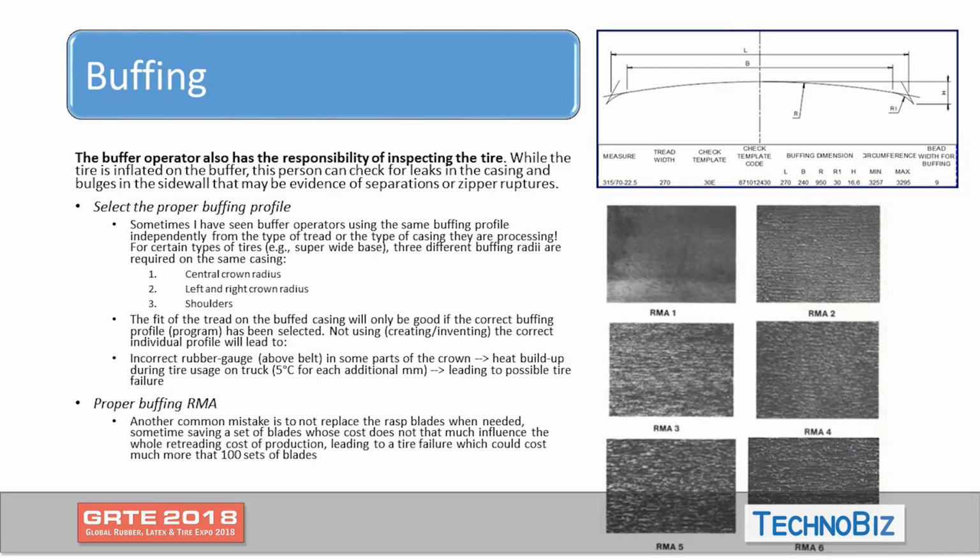And another important point is the correct RMA. What is the RMA? It is the texture of the casings when it has been buffed. Different types of RMA have been designed: 1, 2, 3, 4, 5, and 6. Perfect retreading has to be done when the RMA is 3 or 4, because 5 or 6 can heat the cushion gum. And then the bonding between the new thread and the casing could not be so efficient, and you might have failure along the road in the future.